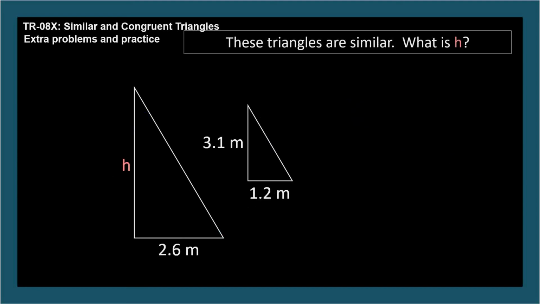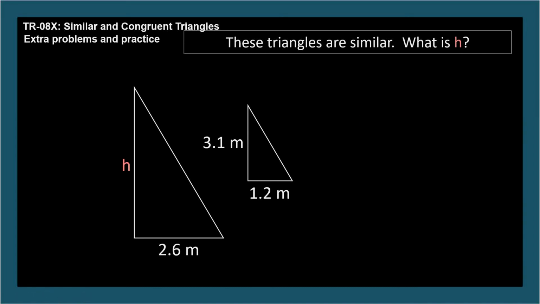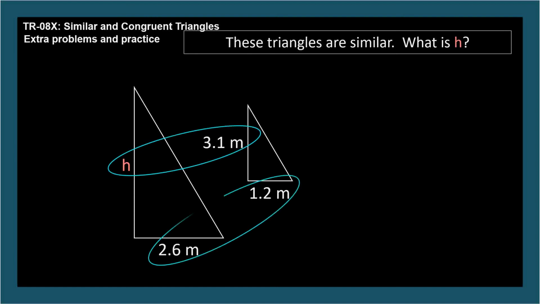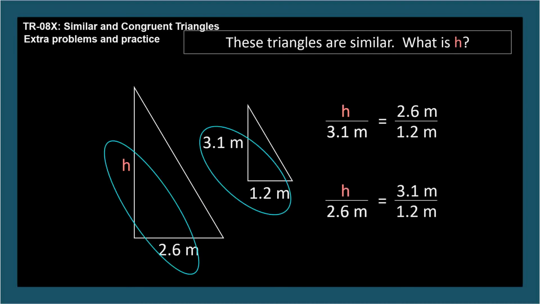These triangles are similar. What is h? For similar triangles, we can equate these ratios and solve for h. Simple algebra. Equate these ratios to solve the problem, which is fine, but we could also equate these ratios. Algebraically, they're the same thing.